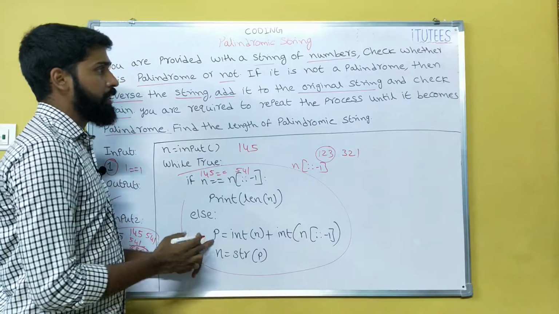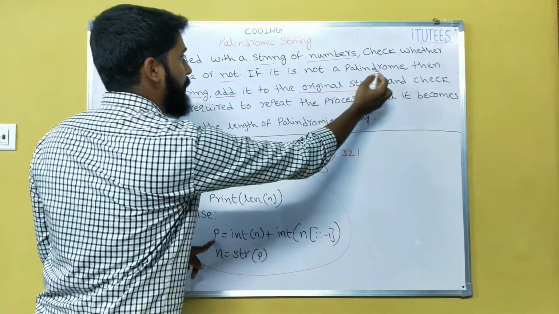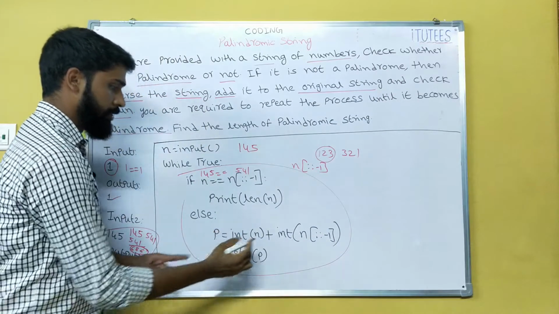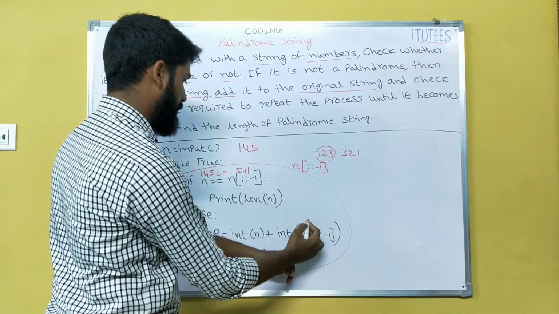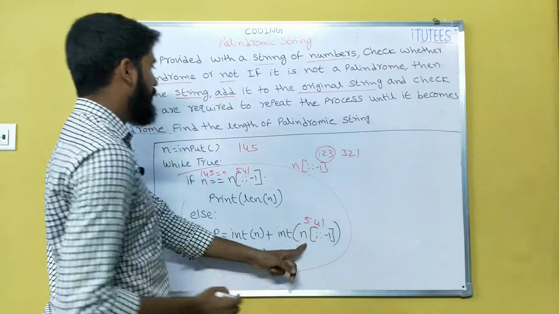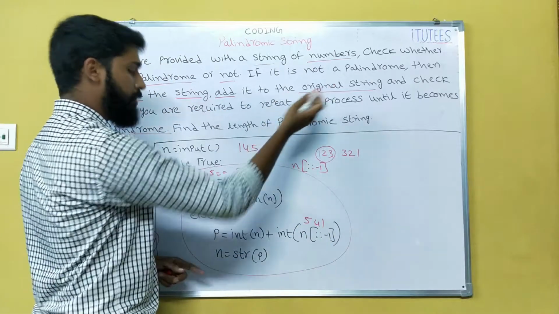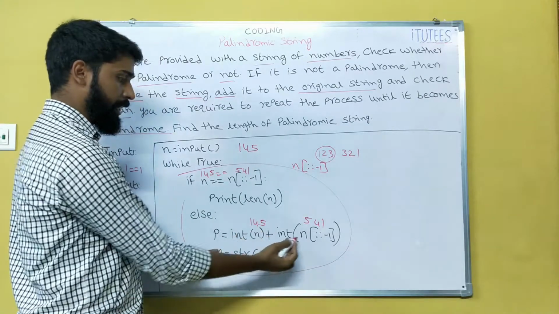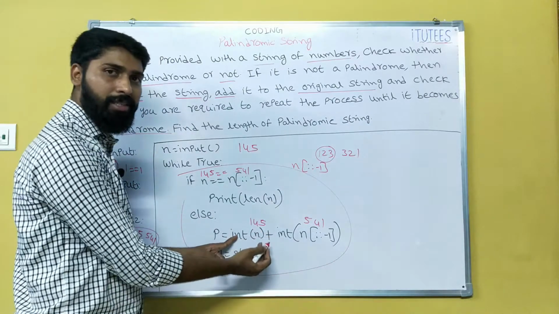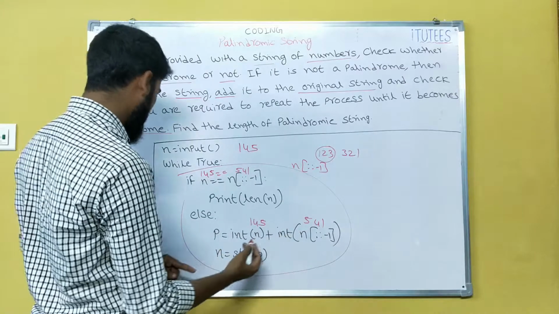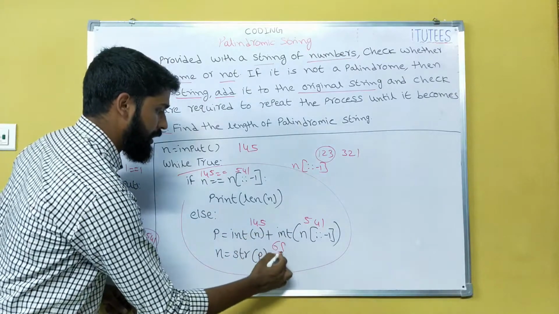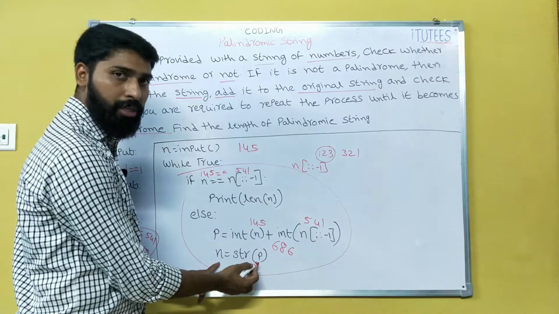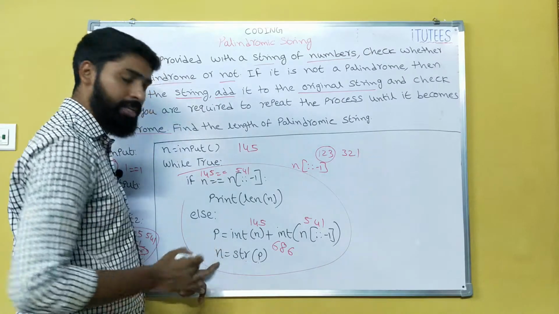So what can we do? Otherwise, if it is not palindrome, then reverse the string. What is the string reverse? 5, 4, 1. Add it to the original string. What is the original string? 1, 4, 5. We convert these two into integers. Why? Because these are strings. So if we convert, we get 686. That is stored in P. Now we convert the P into a string stored in N.